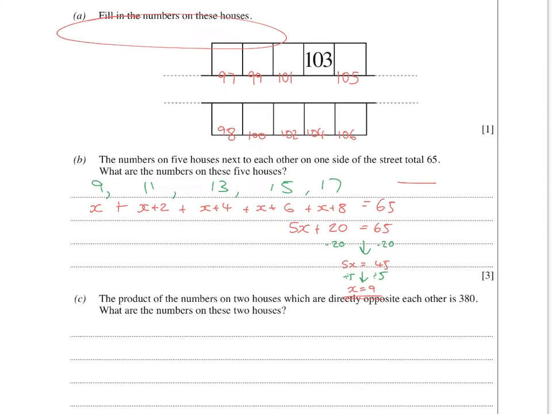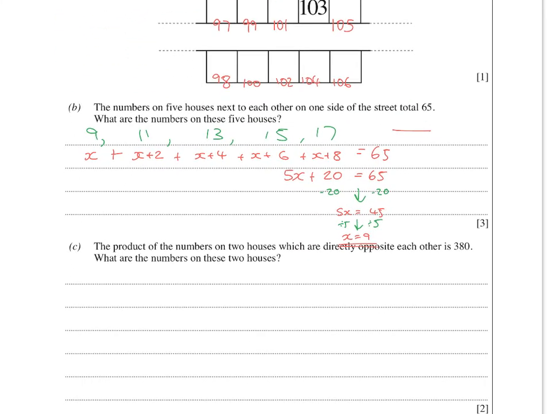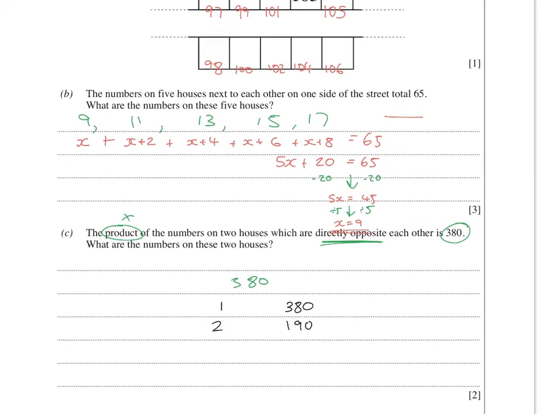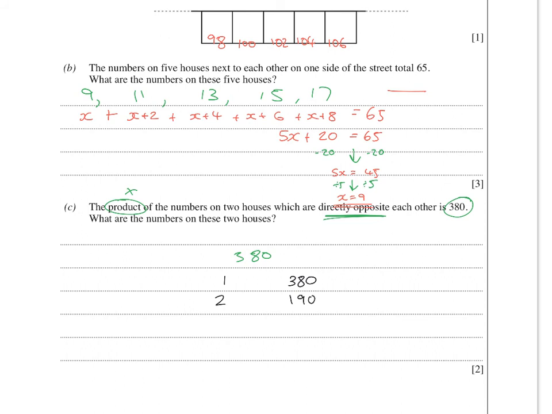Okay, and then the last question says the product. So product just means multiply. The product of the numbers on 2 houses which are directly opposite each other, so that's obviously important, is 380. What are the numbers of these 2 houses? So what numbers obviously times to 380? Well, there's not many that obviously stick into my head. So I'd think of 1 and itself, maybe 2 and 190. And for me, there's not a huge amount else that's really obvious. However, I can spot maybe that 20 times 19 would make it, and that is my combination.